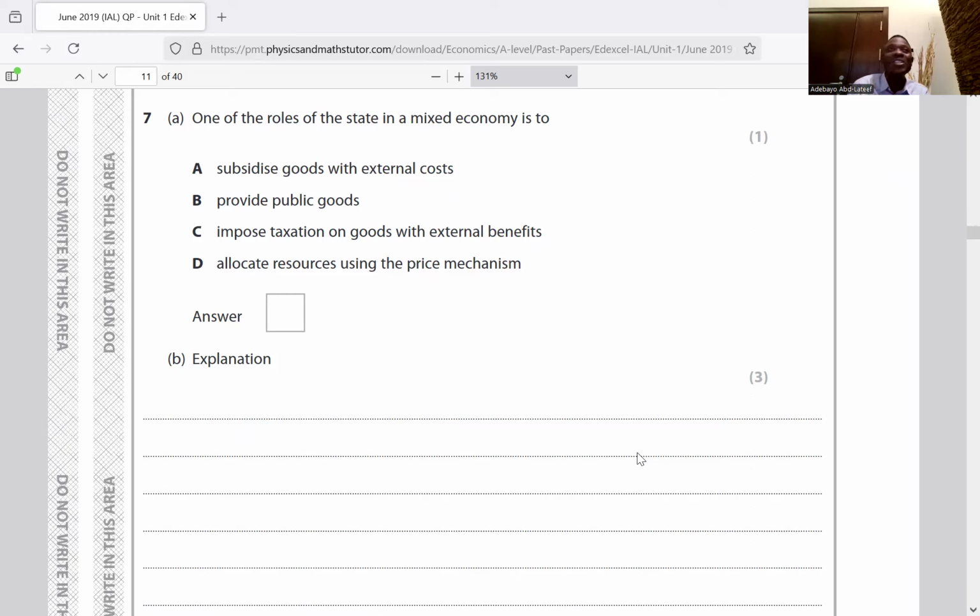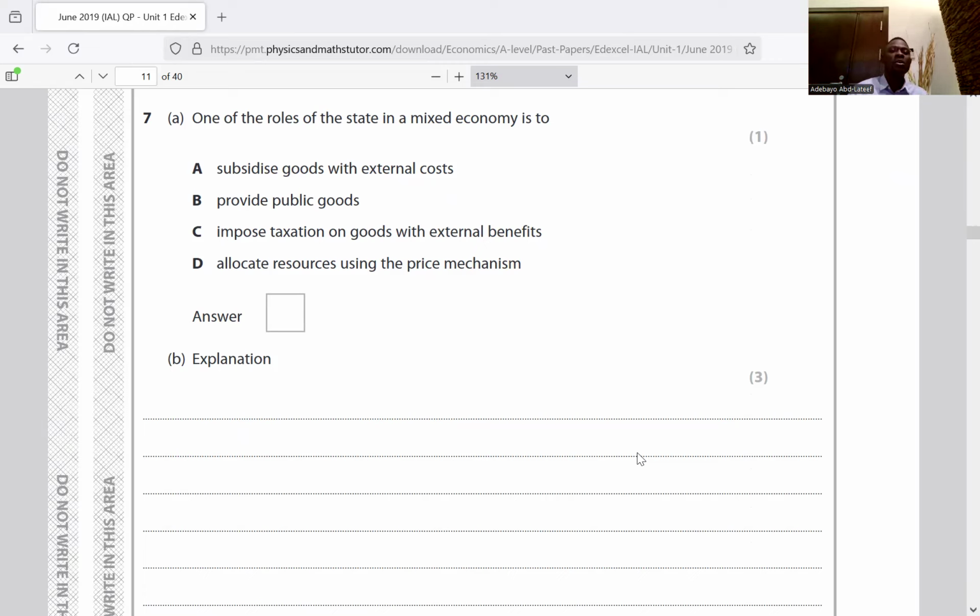External benefits are benefits to the third party who do not take part in the decision making. So the government would want to encourage consumption of goods that will bring about external benefits. So it's subsidy, not taxation. So it's not C. Allocate resources using the price mechanism? No. The state does not allocate resources with the price mechanism. The price mechanism is the demand for and the supply of, which is done by the market system. So the answer is B.